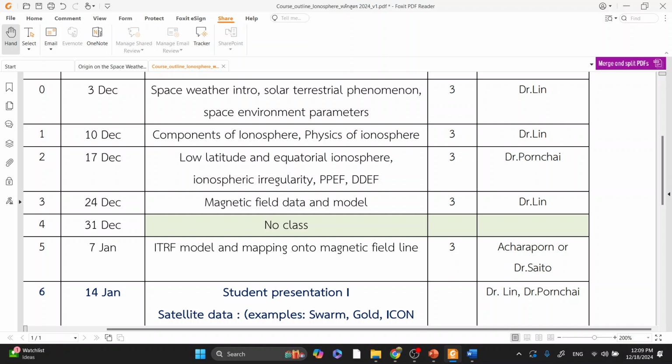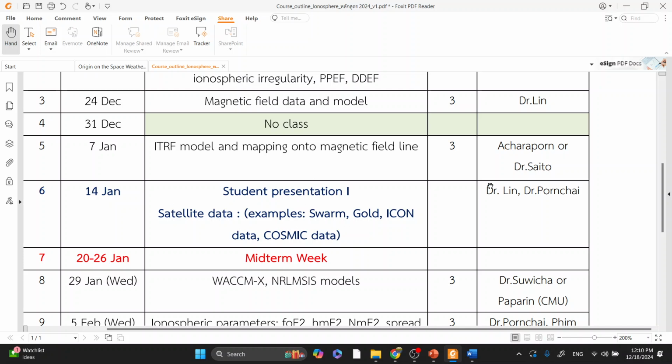Next week, Dr. Lin will talk about magnetic field and KP index and so on. He analyzed some local K index at Phuket station. And then January 7, Dr. Acharapon will present on, I think that's a misspelling, it's supposed to be the IGRF model and how to map some parameters onto the magnetic field line. And some of you may be interested. And that's it for the first half of the semester.